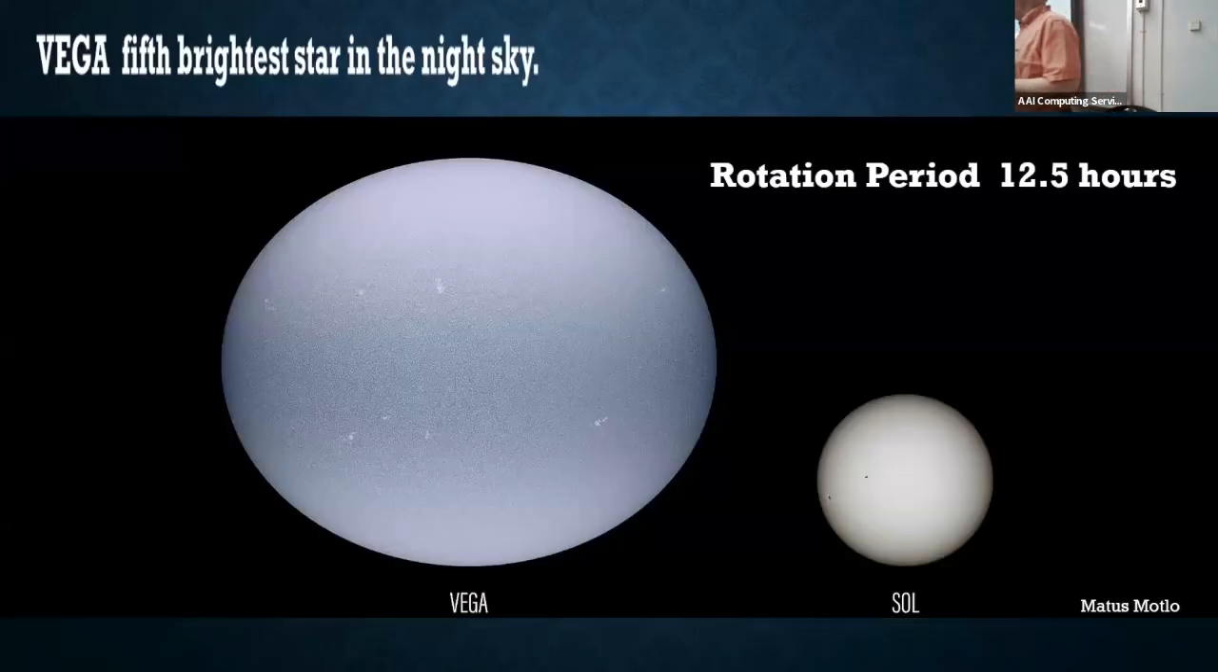So Vega itself is a really interesting star. It's a very young, very hot, very bright star. It's quite a bit larger. Here's a comparison of Vega with the Sun. Some stars are much, much bigger than Vega, but it's quite a lot larger than the Sun.